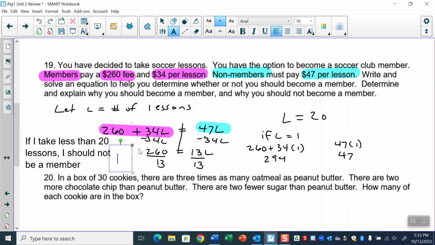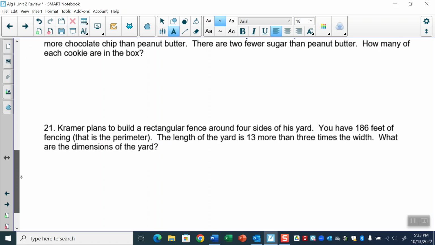Okay. Because then I don't have to pay this $260 up front. Well, I guess I should use my pen. All right. Okay, I'm just going to leave it. There's no punctuation. Okay, so that is that one.